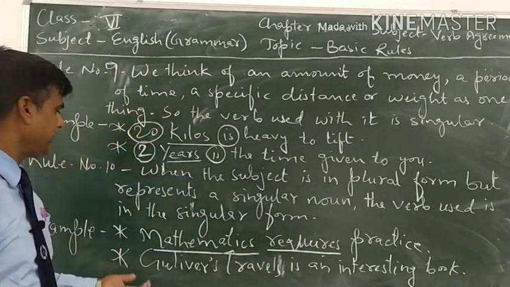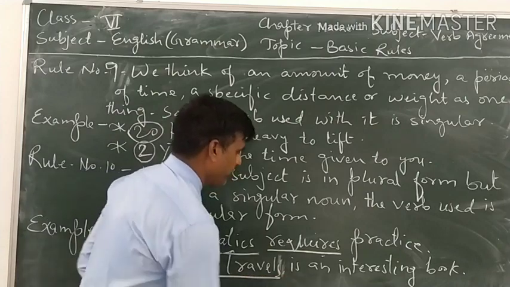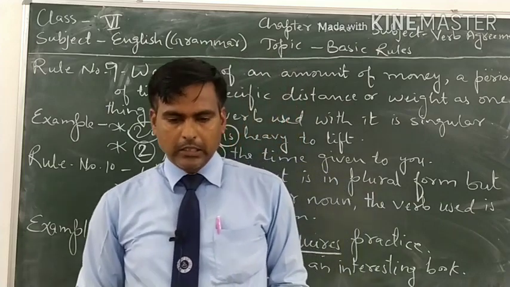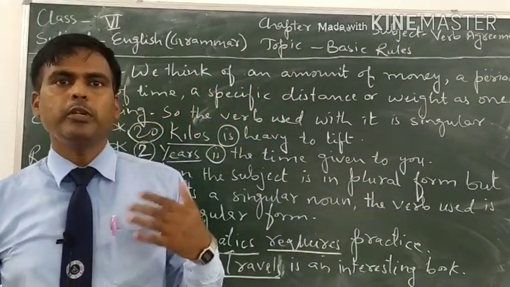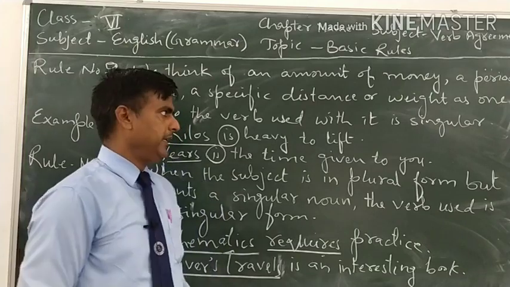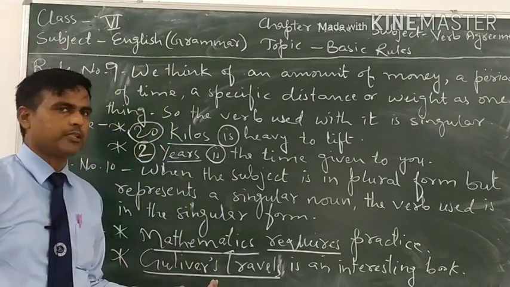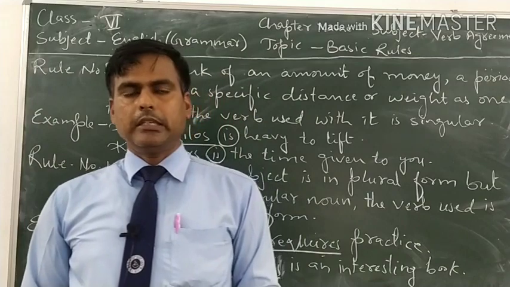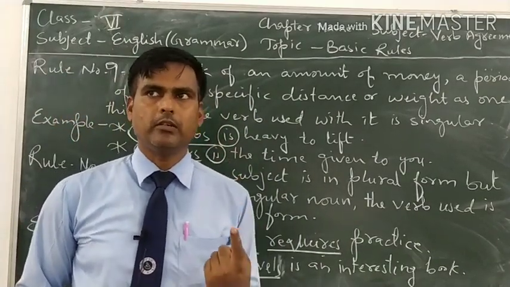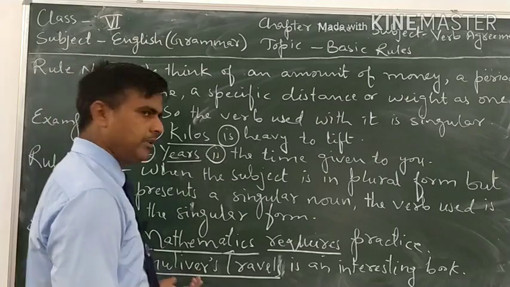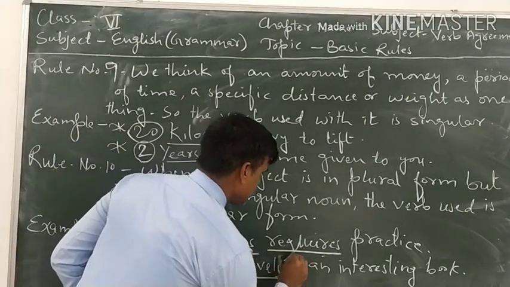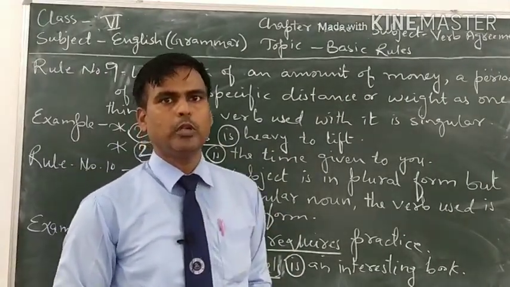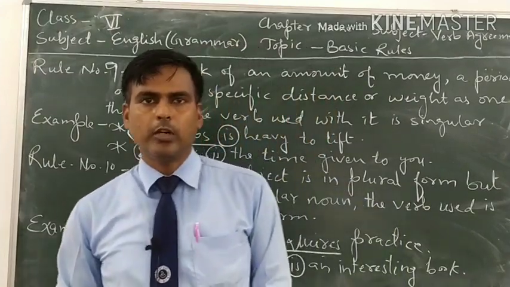Now come to the next example. Gulliver's Travels is an interesting book. The word suggests that it is in plural form, but it is used as a singular subject because Gulliver's Travels is only one book and it gives the idea of only a singular thing, only one thing. That's why the verb used in this sentence is a singular verb. So Gulliver's Travels is an interesting book. We will use a singular verb in these kinds of sentences.